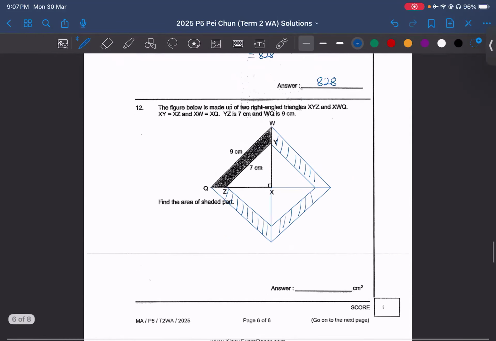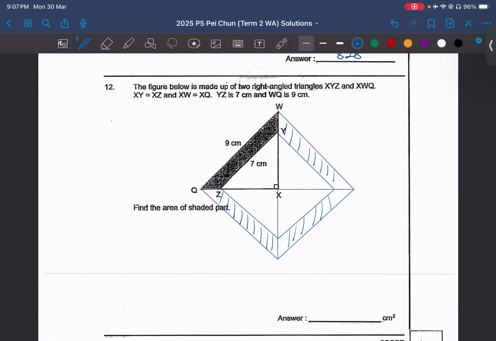So how can we find one shaded part? If we take the area of the big square minus the area of the small square, that will give me 4 of the shaded parts. Then we can find one shaded part from there.